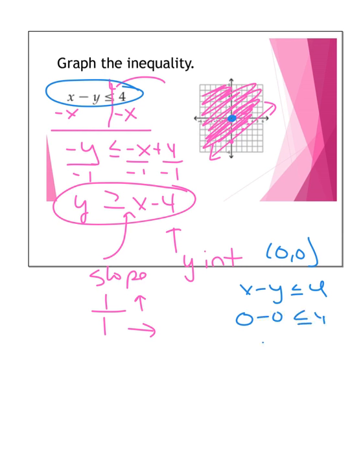So I have 0 is less than or equal to 4, which is true. So that does mean that wherever 0, 0 is, that is the side that is part of the solution set. So therefore, that's the side that I should shade.